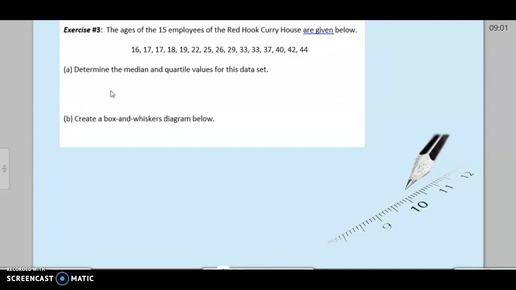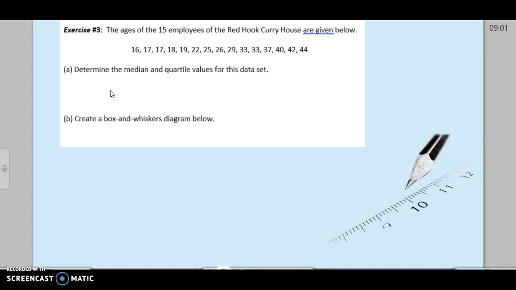We've got the ages of 15 employees of the Red Hook Curry House. I'm not sure what that is. Sounds interesting. And we want to do everything. So this is really kind of taking off the training wheels, and you've got to put everything together. Now, the data values are in order, which is awesome, and there is an odd number, which we also like because there's going to be a middle.